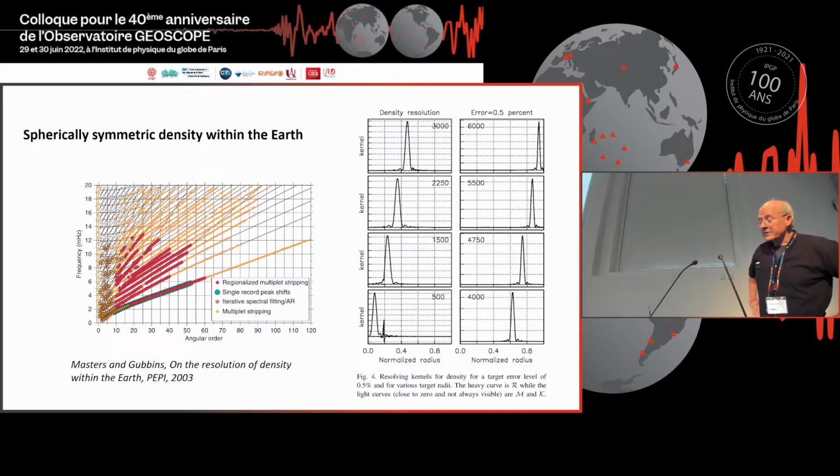So if you want a small error, you have to average over a large volume. And if you can settle with a large error, then you can make very narrow averages. The plot on the right shows these averaging kernels for different depths. The three parameters in this resolution analysis are P wave velocity, S wave velocity, and density. The P and S wave velocity kernels are flat.